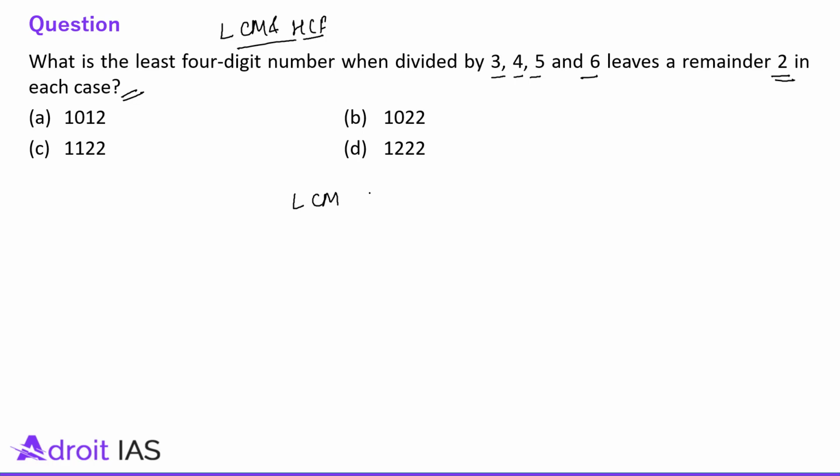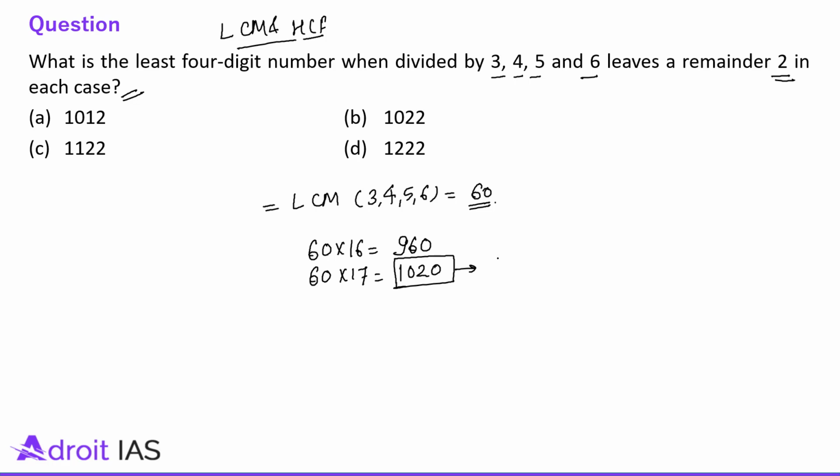So the LCM of 3, 4, 5, 6 is 60. Now 60 into 16 is 960, and 60 into 17 is 1020. So this is the least 4-digit number which is a multiple of 60.